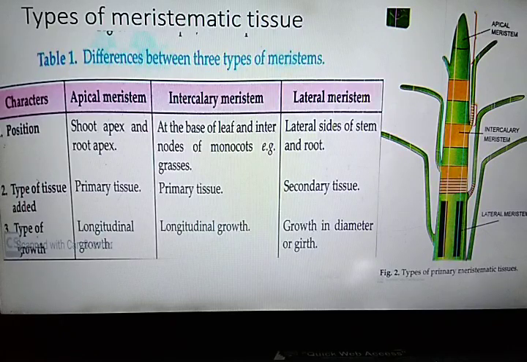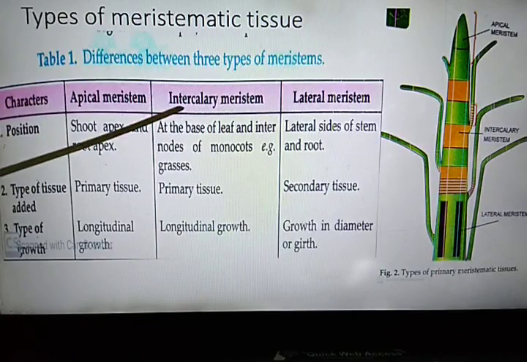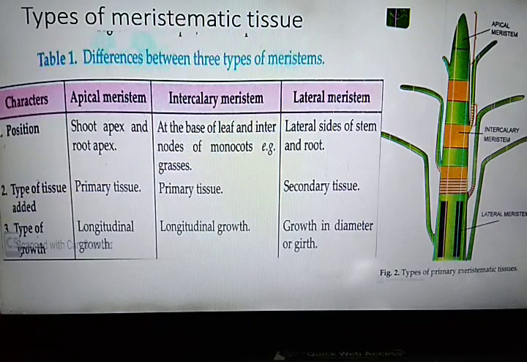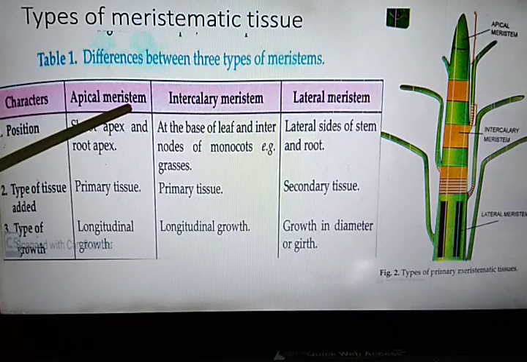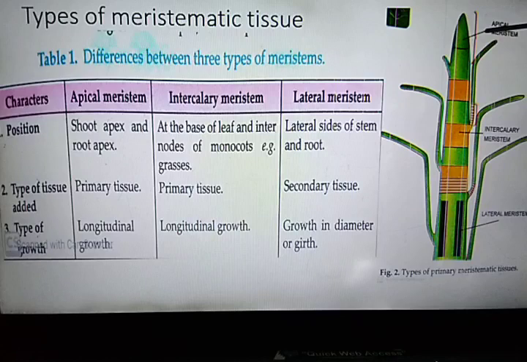Now we will study about types of meristematic tissue. On the basis of the location, meristematic tissue is of three types: apical meristem, intercalary meristem, lateral meristem. Now why are we calling them meristem? Meristem means a region of the plant where the meristematic tissue is present. I repeat, meristem is a region of a plant where meristematic tissue is present.